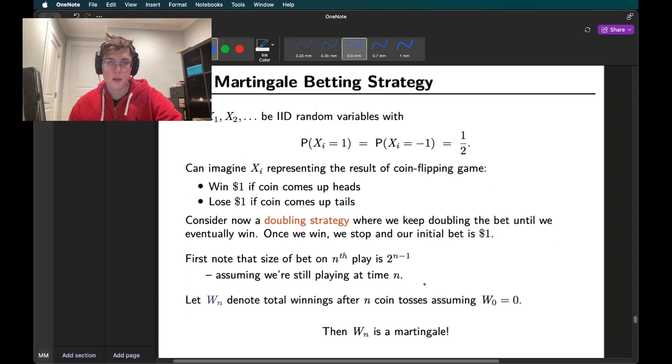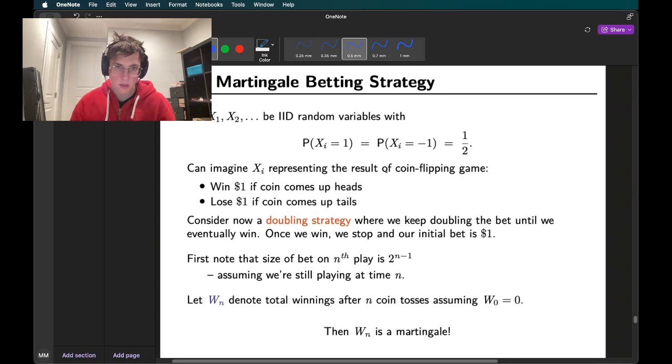Okay. A martingale betting strategy. Let X_1, X_2 be independent identically distributed random variables with probability X_i equals 1 and probability X_i equals minus 1 each equal to 1/2. So we are flipping a coin, and with probability 1/2 we get a payout of 1, and with probability 1/2 we get a payout of minus 1. And so what we're going to do is double our bet every single time we play it. So we're going to start out with $0, and then we're going to bet $1, and we might potentially end up after one turn at minus 1 or at 1.